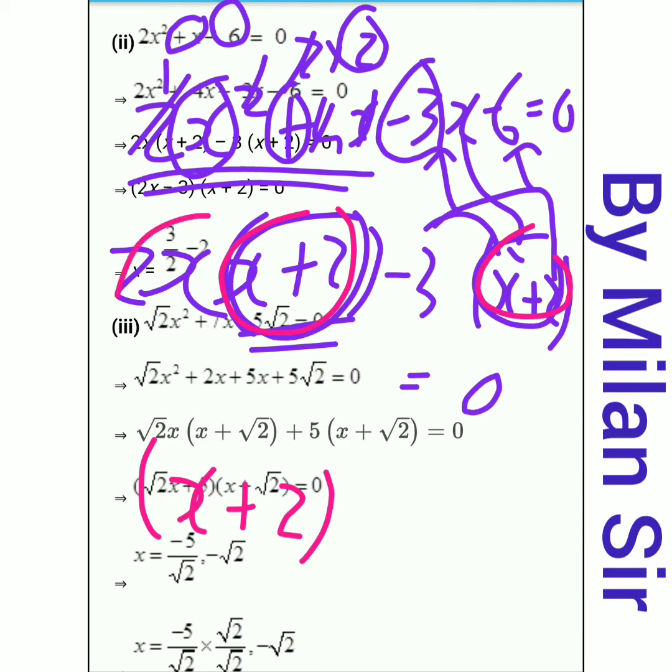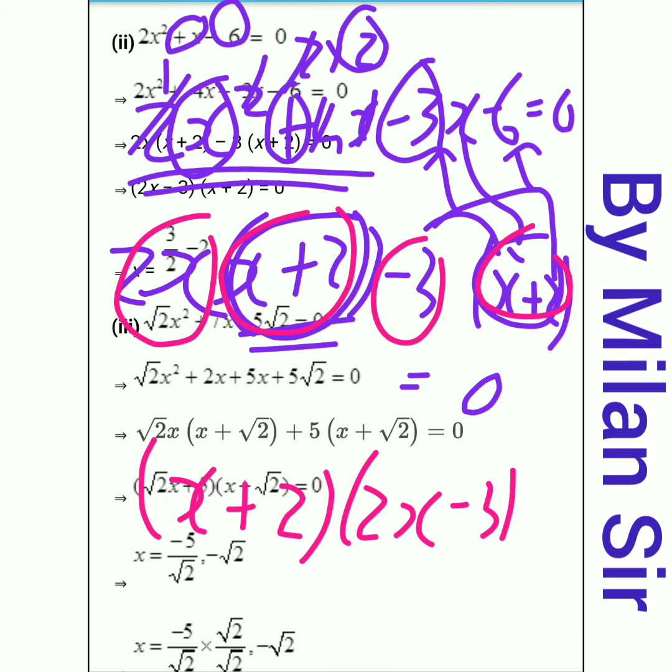Then what is remaining? Here 2x, here minus 3. So in the first bracket x plus 2, and in the second bracket 2x minus 3 is equal to 0. This is our two factors, x plus 2 and 2x minus 3 is equal to 0. Now either the first bracket is 0, otherwise the second bracket is 0.